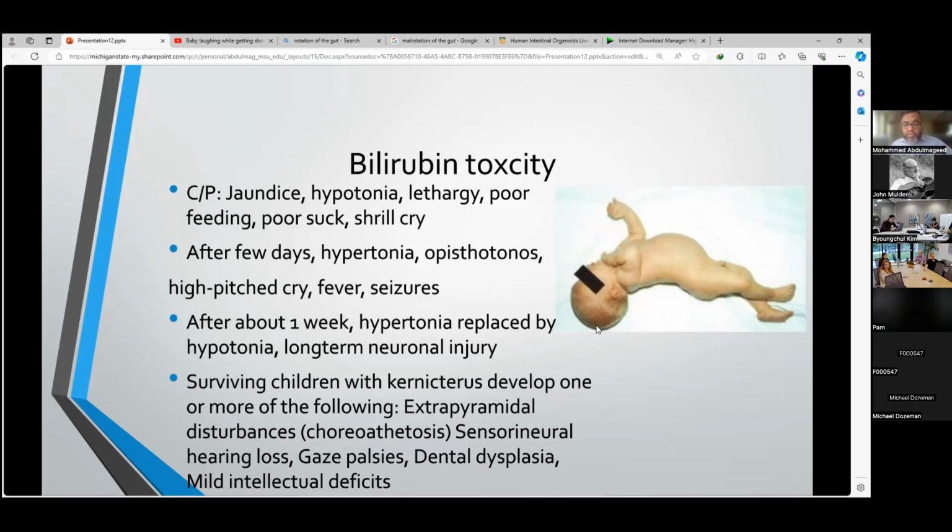Surviving children with kernicterus develop one of the following: extrapyramidal disturbance, choreoathetosis, sensorineural hearing loss, gaze palsies in the eyes, dental enamel dysplasia, and mild intellectual deficits. Actually, it's interesting that it doesn't cause much problem with the intellect. It causes more of a motor deficit, motor development abnormality. But the first week is the most dangerous one because the brain insult can kill the baby.